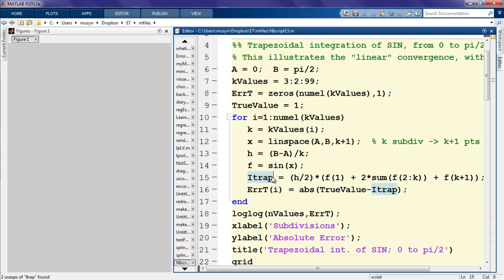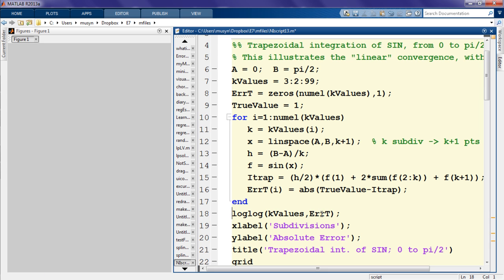The formula for the trapezoidal approximation is h over 2 times the first function evaluation plus the last function evaluation plus 2 times the sum of all the intermediate function evaluations. The error at this particular trial is equal to the true value minus the trapezoidal approximation, and we'll take the absolute value of that. Loop over all of these from 3 to 99.